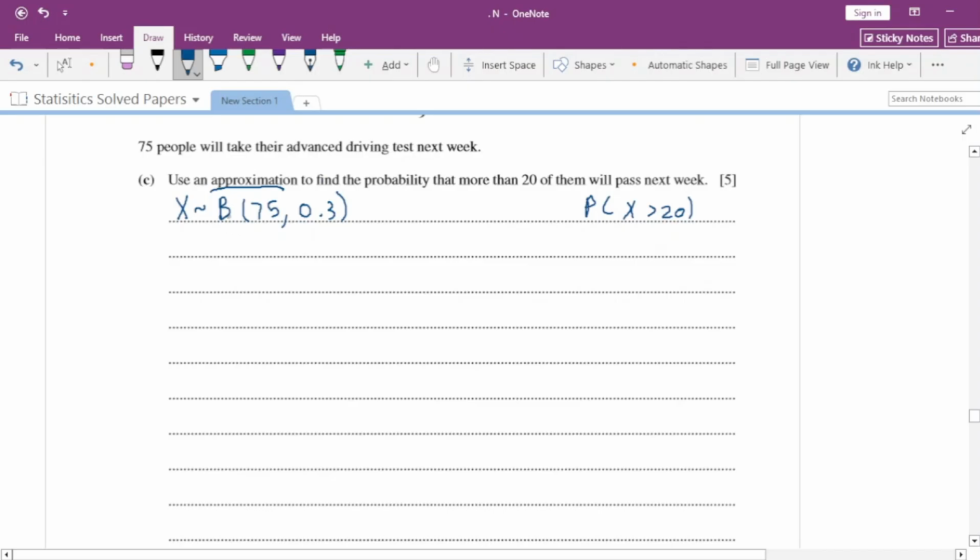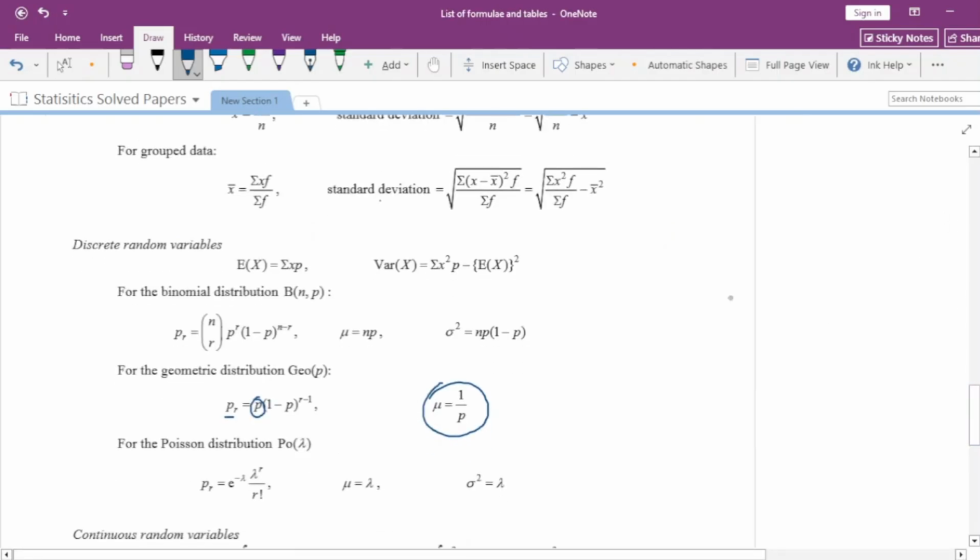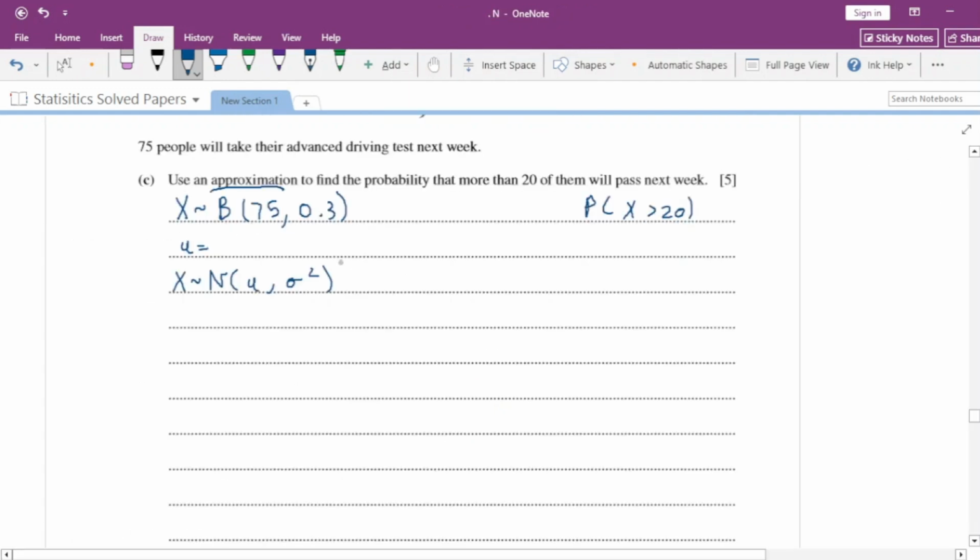Now to convert this binomial distribution into a normal distribution, we can rewrite it as normal, in which we need the mean and the standard deviation. How do we find the mean from this binomial? Really easy. For the mean, we can go back into our formula sheet. For the binomial distribution, the mean is np. 75 times 0.3 gives us 22.5.